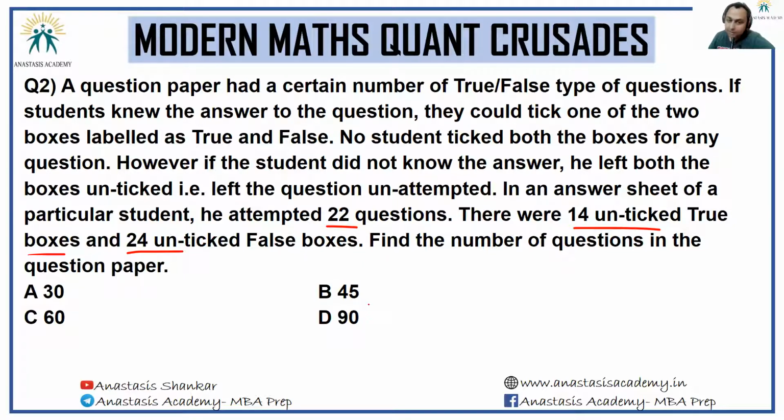This is a classic example of a question being very long, but very easy. If there was just one question, how many boxes will be there? True, false: 2. If there are 2 questions, how many boxes? 4. There are 22 boxes that had some response in them, 14 boxes that were unticked true, and 24 boxes that were unticked false. So the total number of boxes was 22 plus 14 plus 24, or 60 boxes, or the total number of questions was 30. That was all that this question demanded.